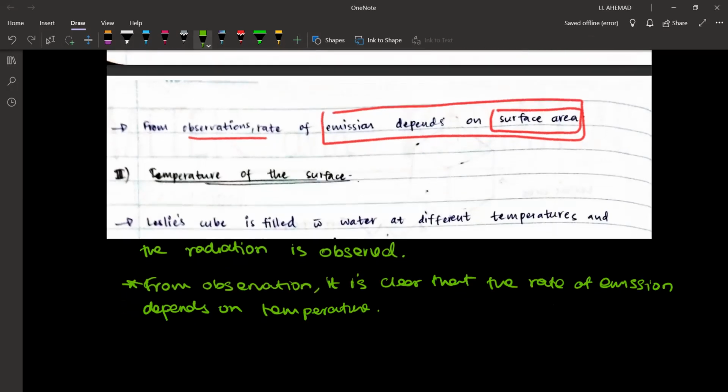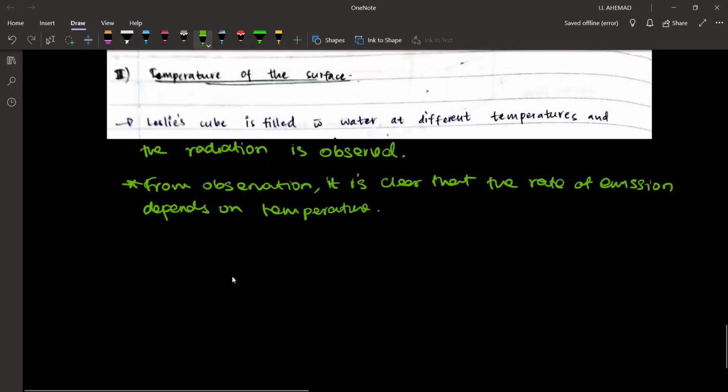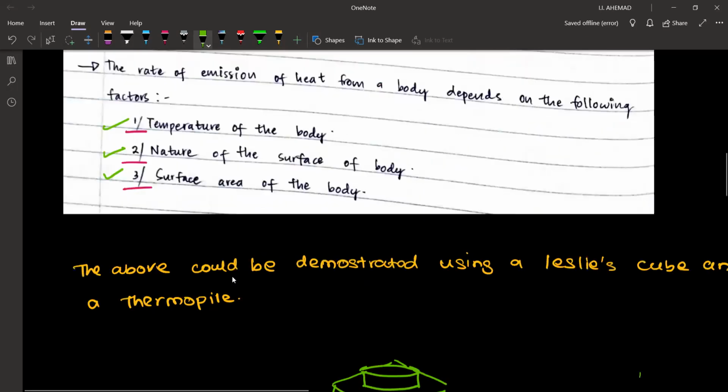Hope it's clear. And we also have another simple experiment to prove that black surfaces radiate more and polished surfaces radiate less. So that is the Crookes radiometer. The next experiment is the Crookes radiometer.